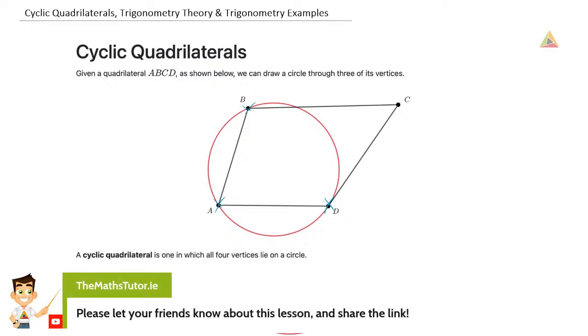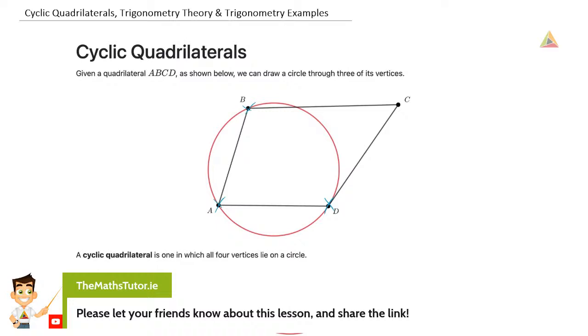This week's lesson is going to be on cyclic quadrilaterals, trigonometry theory and trigonometry examples, which will incorporate some practical examples. So we're going to go through some theory and then we're going to do some exam questions after that.